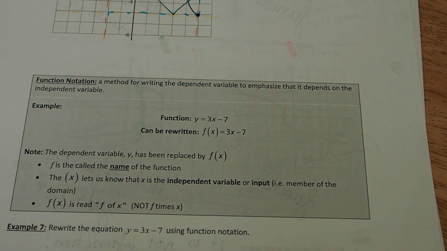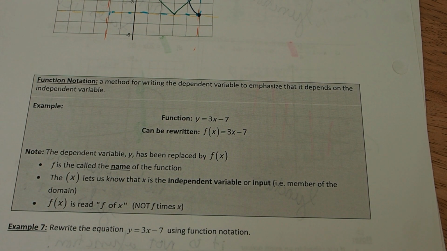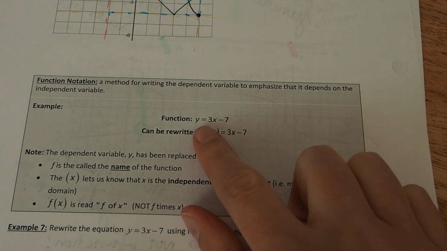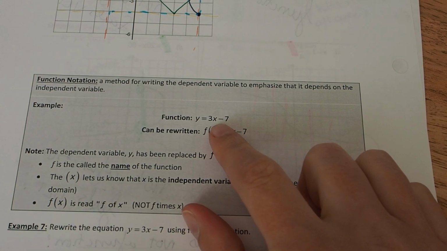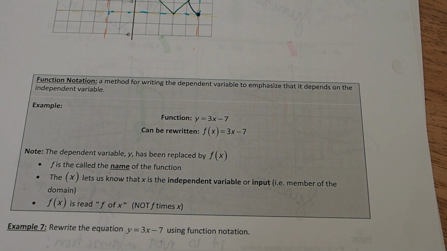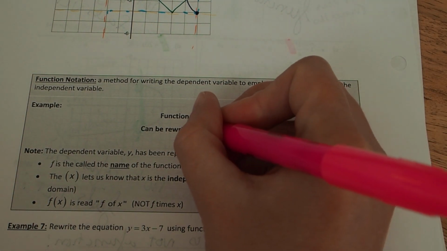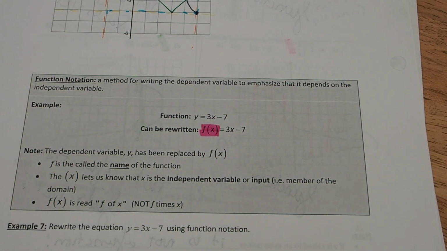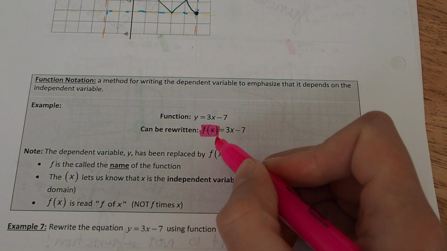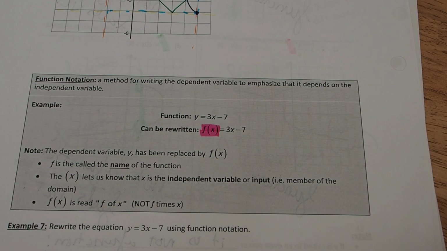Function notation. Okay, we know that all lines are functions, so we know that the equation y equals 3x minus 7, since it is a line, is a function. So we're going to rewrite it in function notation. Function notation replaces the y with f of x, where f is the name of the function, and the of x just specifies what the independent variable is called.